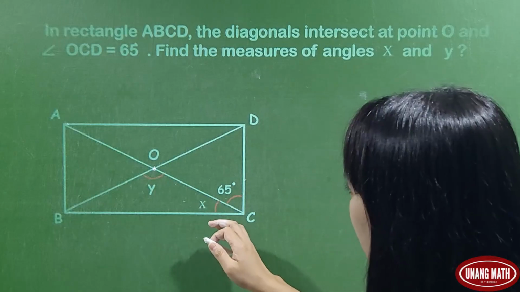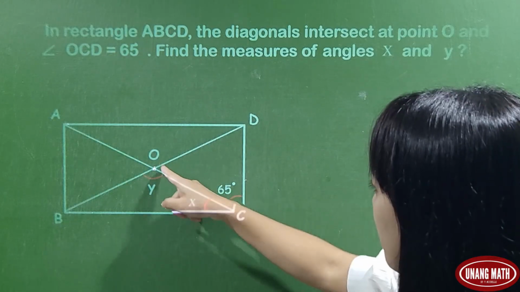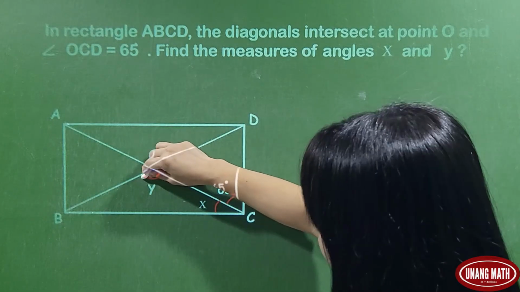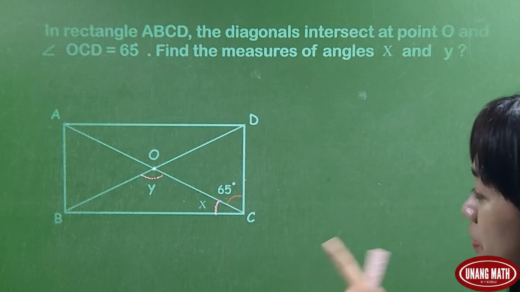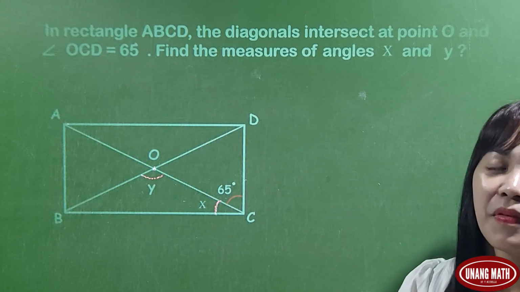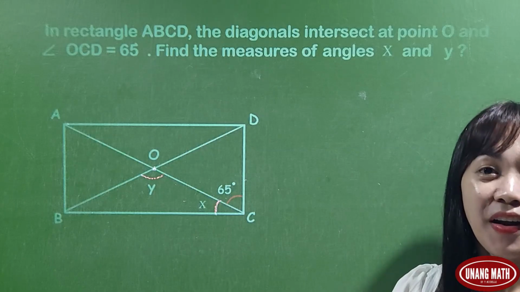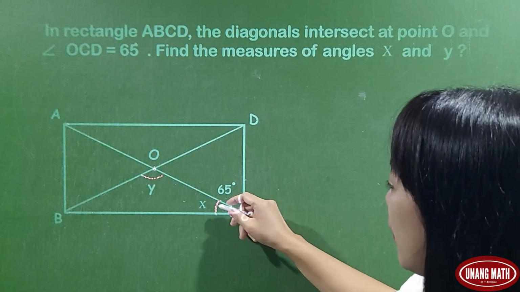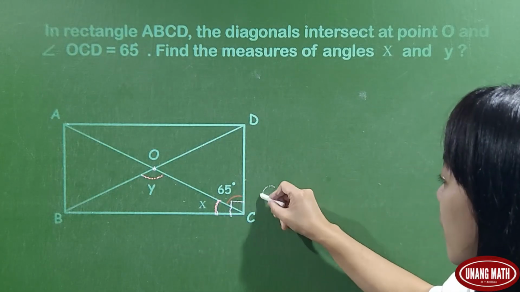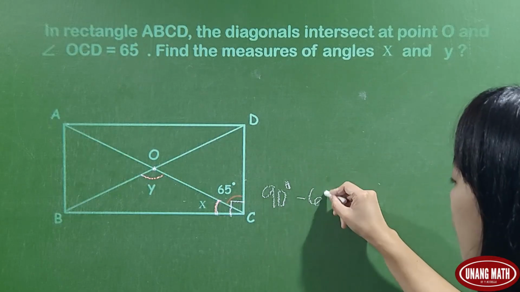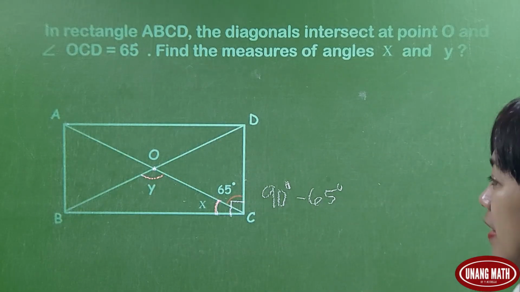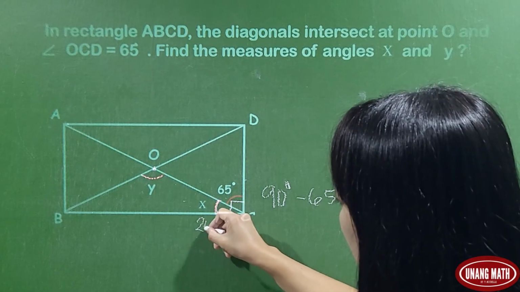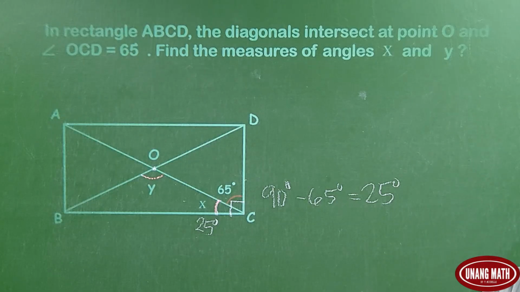Okay, it's given that angle OCD is 65 degrees. We're looking for this angle and this angle. Since this is a rectangle, all the interior angles are 90 degrees, including this angle. So this is 90 degrees. To find the measure of angle X, we have 90 degrees minus 65 degrees, and that would be equal to 25 degrees. So angle X is 25 degrees.